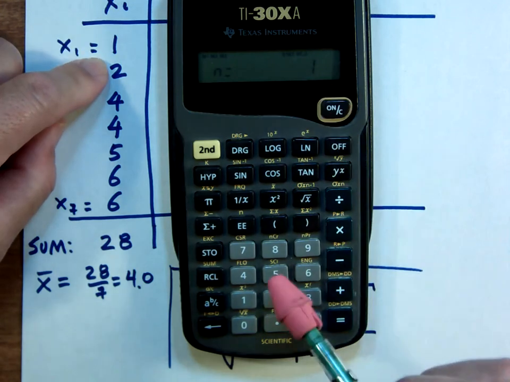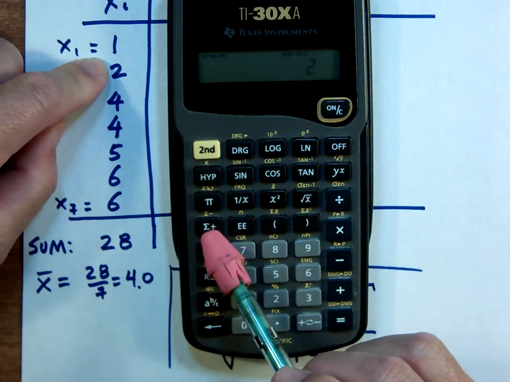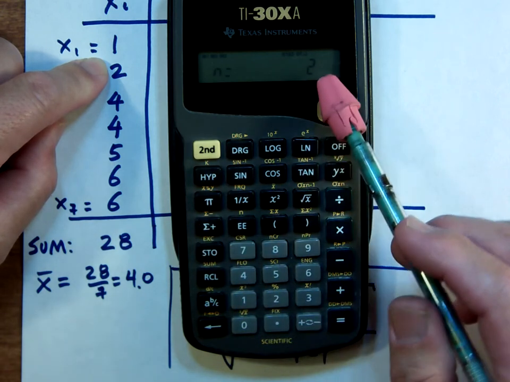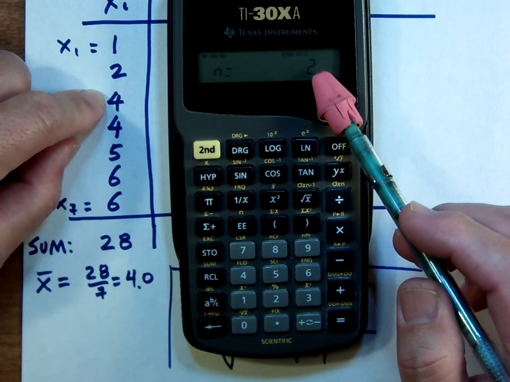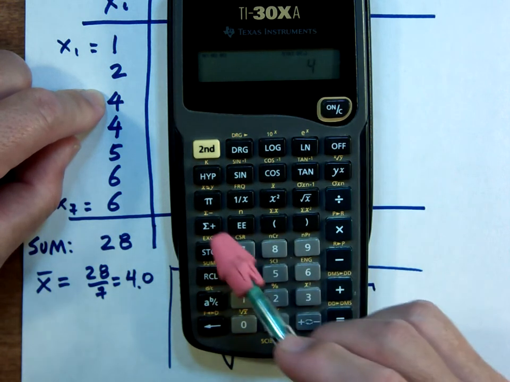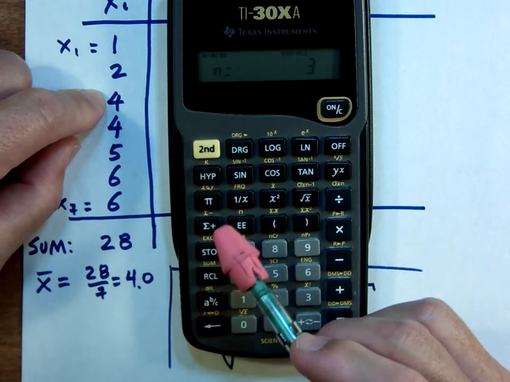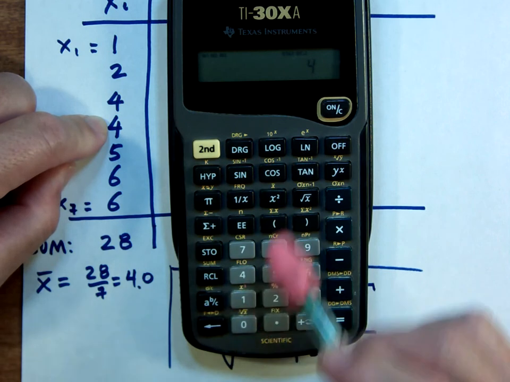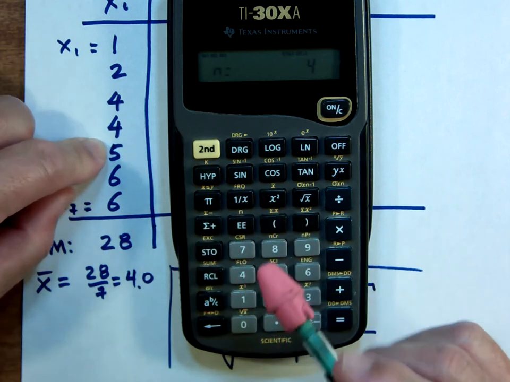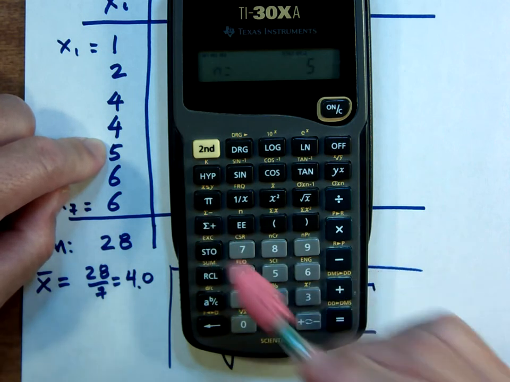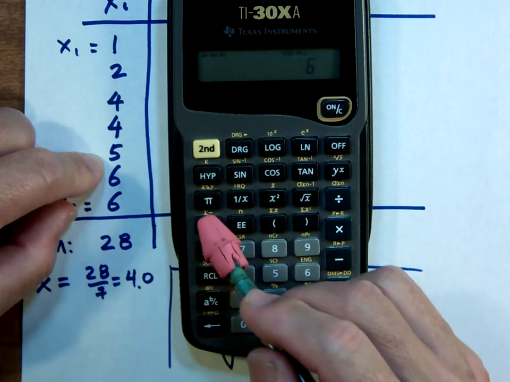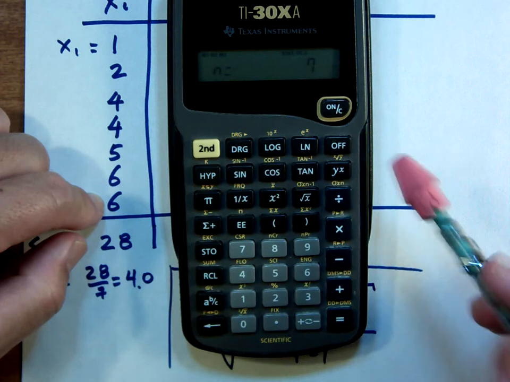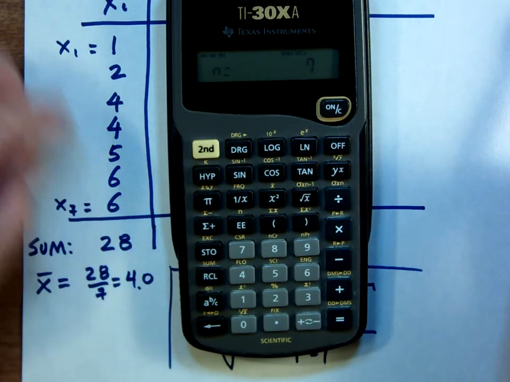Now let's press 2, and press sigma plus again. That should show us n is equal to 2, meaning the second data. Next, 4, sigma plus. Now n is 3, so that's your third data. Let's keep going down. 4 again, sigma plus, 5, sigma plus, 6, sigma plus, and 6 again, sigma plus. That should be our last. n is equal to 7, so we entered all 7 data.